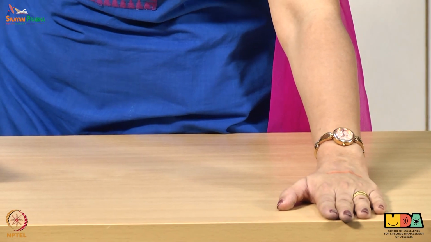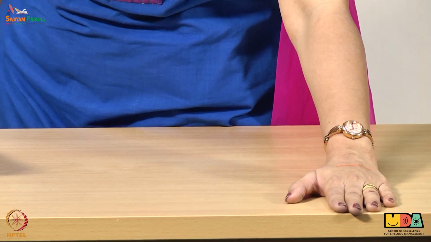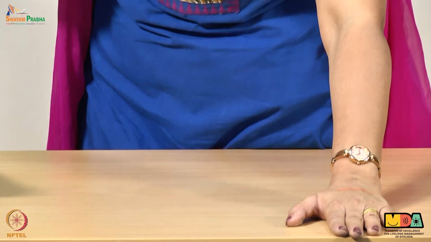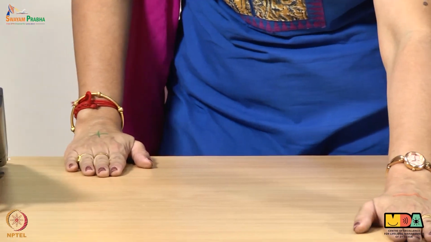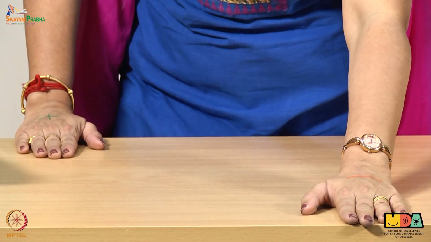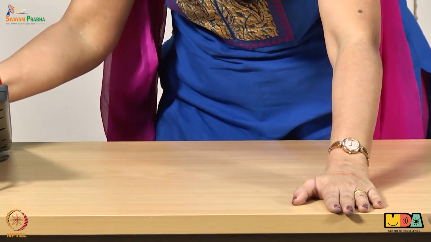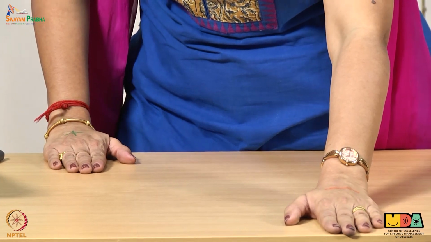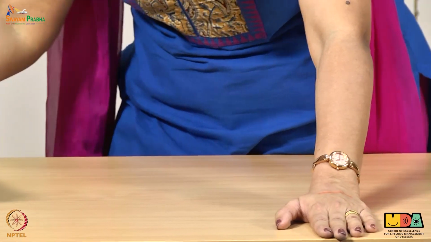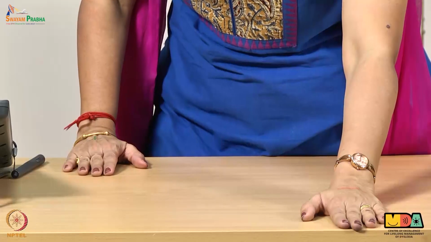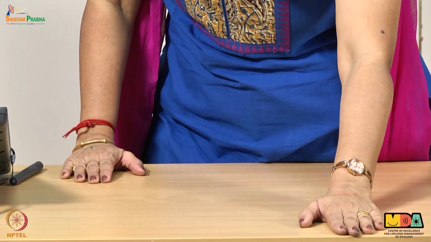Now, which is the next number? 21. It is a smaller number, but the sign affixed is plus. That means they have to take this hand and position it here, this way. Which is on top? Minus hand. So, the sign will be minus, and when I use two different hands, I have to subtract. So, once I subtract, I get the answer as 16. So, minus 37 plus 21 is minus 16.